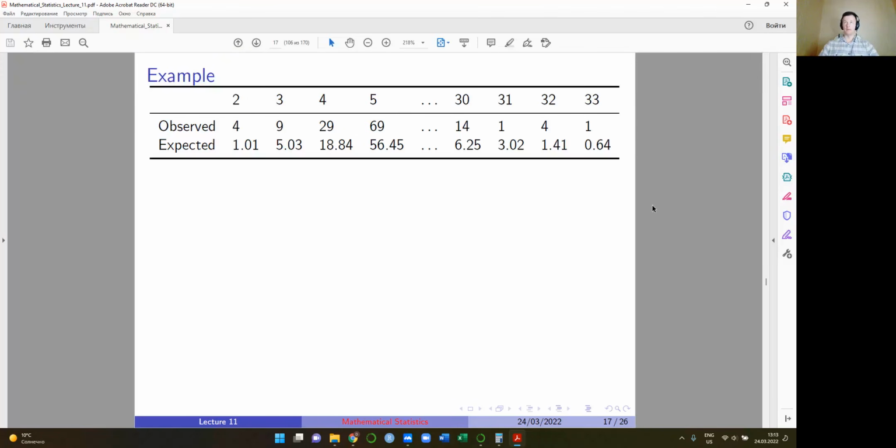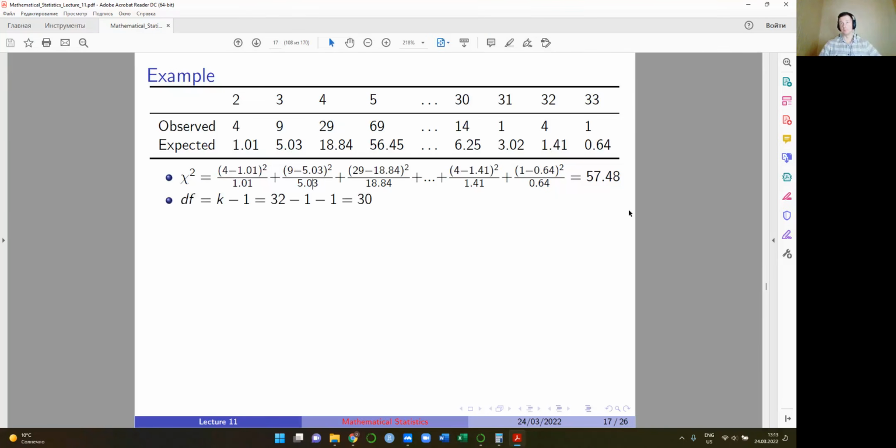We have several categories, 32, I guess. We have observed counts for every category, and we have the expected counts for every category. So we calculate chi-square in the same way: observed minus expected, squared numerator, divided by expected. For every group, we do the same. Then the overall test statistic is 57.48.